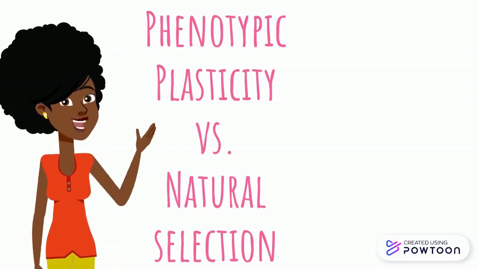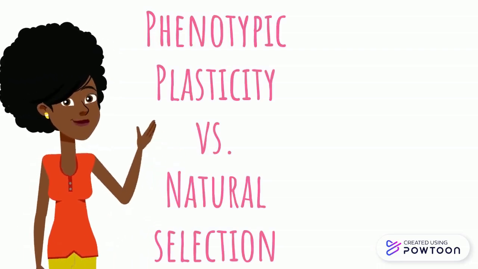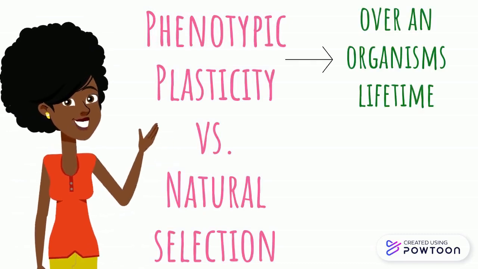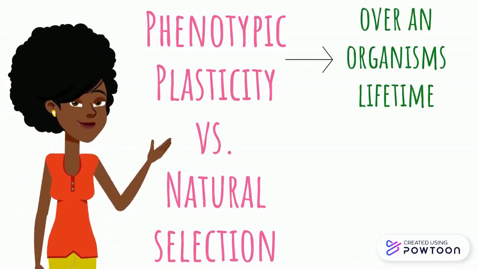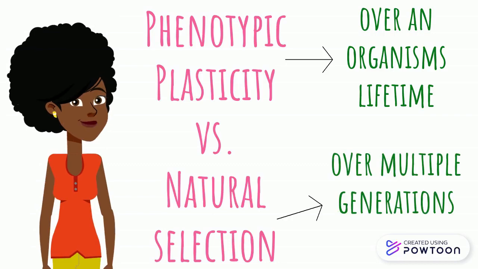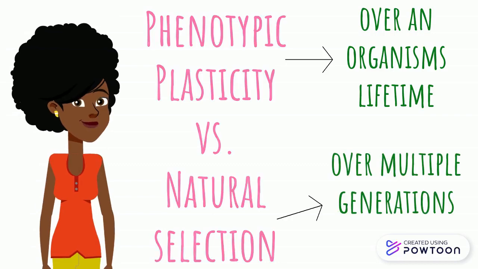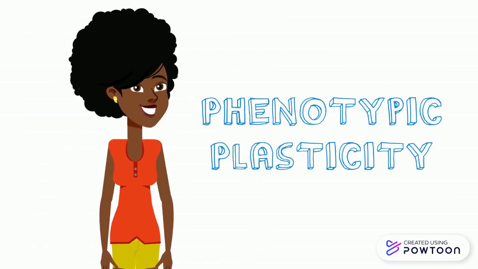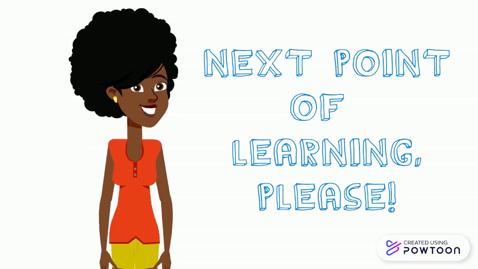The difference between phenotypic plasticity and natural selection is that phenotypic plasticity happens over an organism's lifetime, while natural selection happens over multiple generations, not over an organism's lifetime. Now that we understand phenotypic plasticity and how it differs from natural selection, let's move on to our next point of learning.